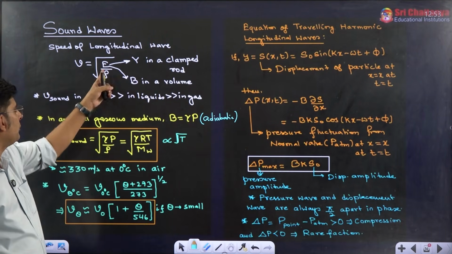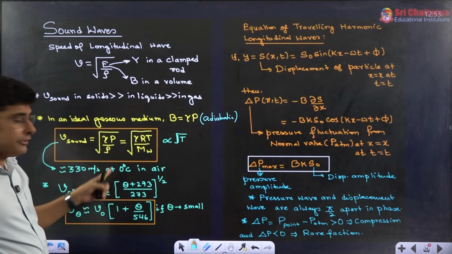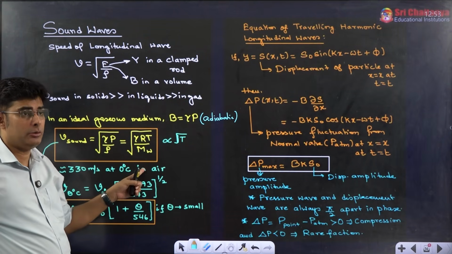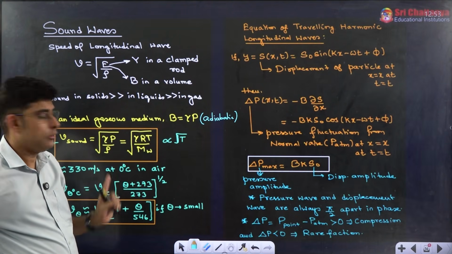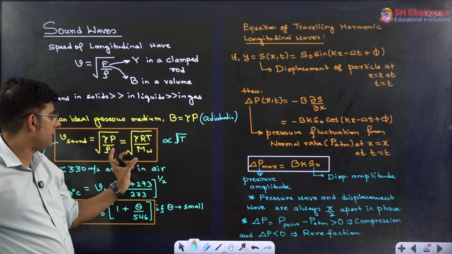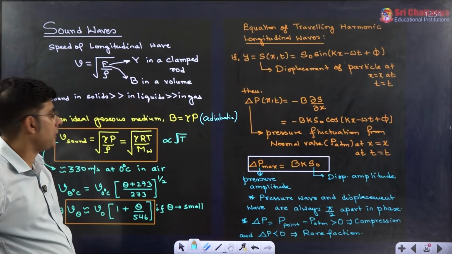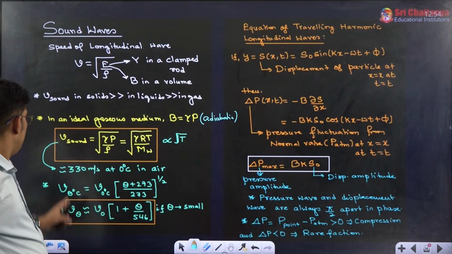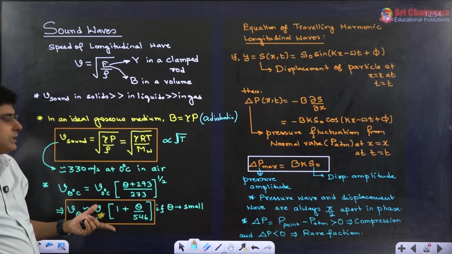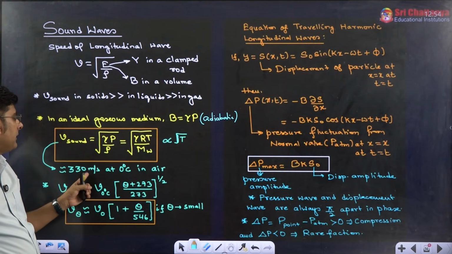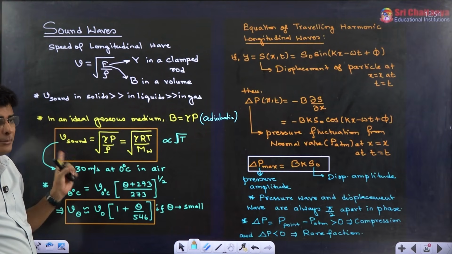So V sound, if you put E as bulk modulus which is gamma P, becomes root of gamma P by rho. But we know for an ideal gas P by rho is RT by molecular weight. So it can also be written as root of gamma RT by molecular weight. So in a given gas, if molecular weight is fixed, V sound will be directly proportional to root T. If you find it for air, treating air as a diatomic mixture, 330 meters per second comes as the approximate speed at 0 degrees Celsius. So this is the Laplace formula.